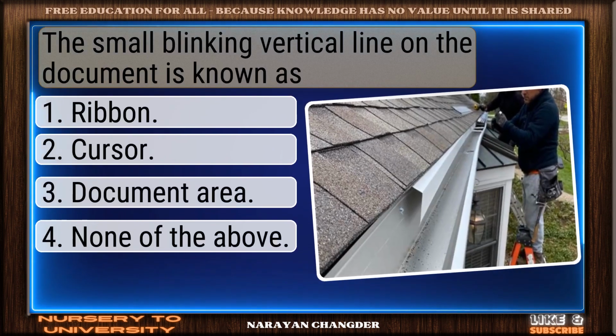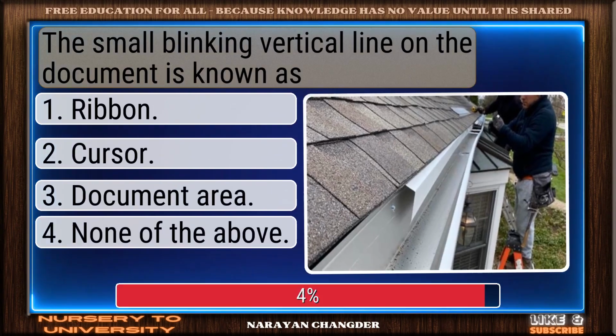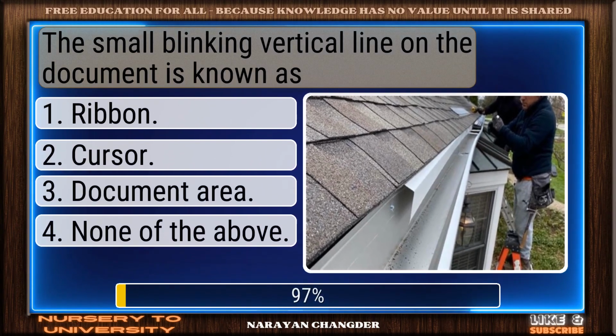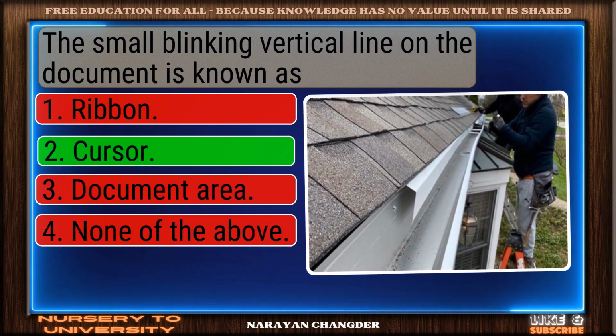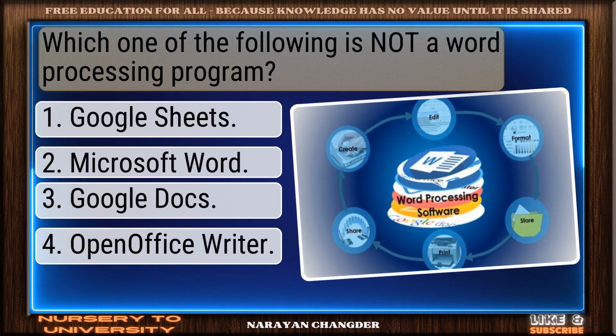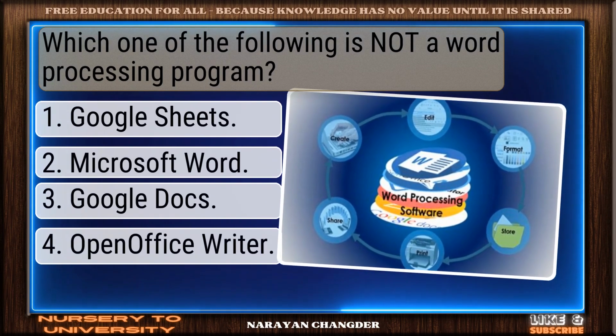The small blinking vertical line on the document is known as dash. Well reasoned. Cursor is the correct choice. Which one of the following is not a word processing program?